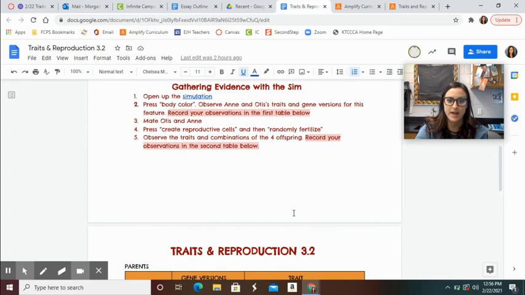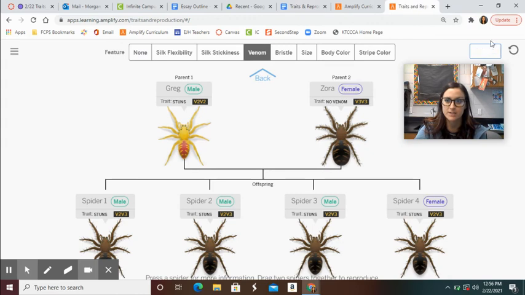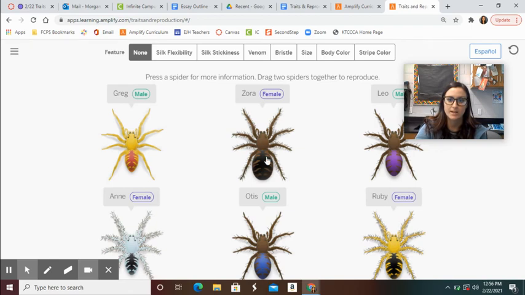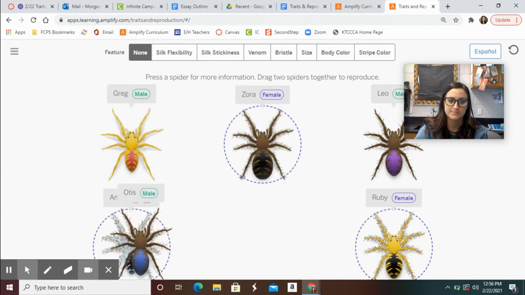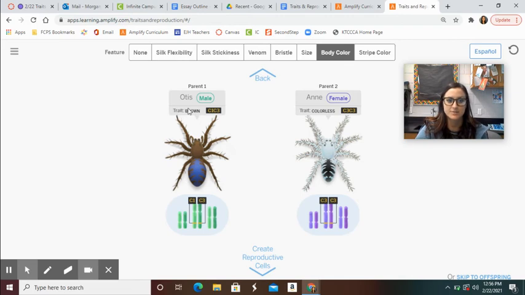And then down here we have another activity with the simulation, but this time it is more specific, meaning it gives 2 of the spiders and it wants you to choose body color this time. So I'm going to refresh up here and choose Otis and Ann mating, and it wants body color. I can see Otis has the trait for brown, and Ann has colorless. And then the gene versions: Otis is C1, C3, and Ann is C3, C3.